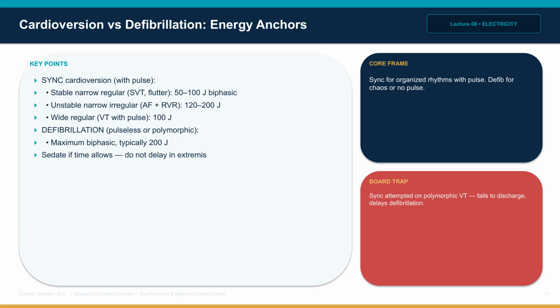Defibrillation is for pulseless VT, VF, or polymorphic VT that cannot be reliably synchronized. Use maximum biphasic energy, typically 200 joules. Sedate the patient if time allows, but do not delay the shock in extremis.